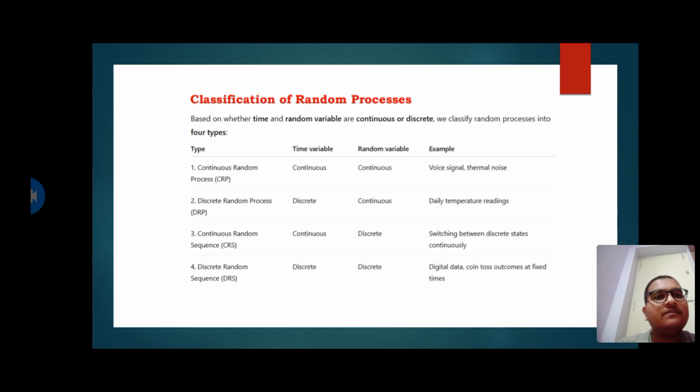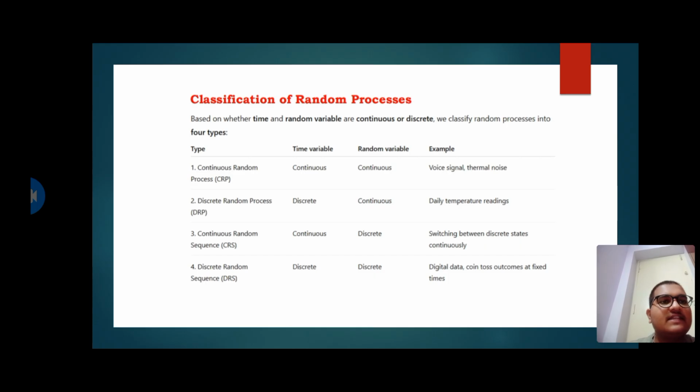Next, when we come to DRP, discrete random process, here the time variable is discrete and the random variable is continuous. An example for discrete random process is daily temperature readings. For continuous random sequence, here time is continuous and the random variable is discrete. Examples are switching between discrete states.